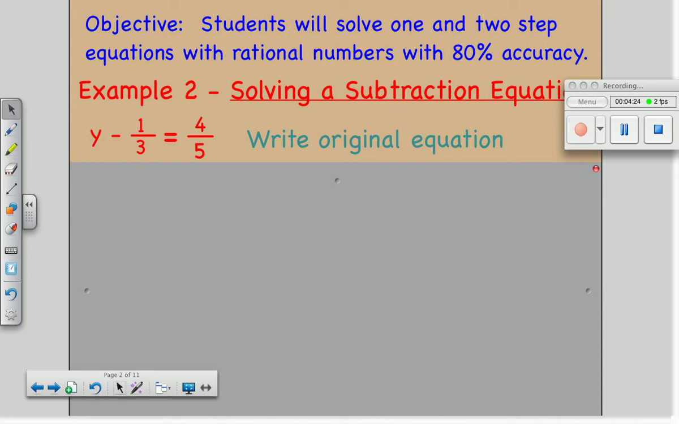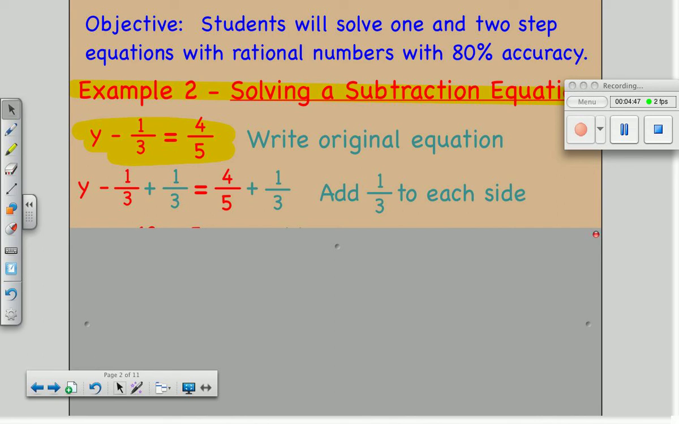y minus 1/3 equals 4/5. So again, just like if they were whole numbers, what's the opposite of subtraction? Because we have subtraction here, that would be addition. So we're going to add 1/3. If I add 1/3 to the left side of the equal sign, I have to add 1/3 to the right side of the equal sign. In order to add these, they don't have a common denominator. 5 and 3 are different denominators, so I have to make a common denominator.